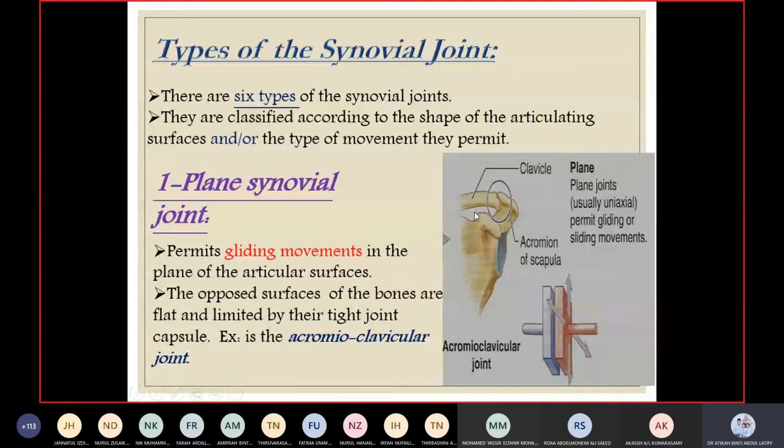So this is, for example, at the acromioclavicular joint. So the acromioclavicular joint is at the scapula. So this is your scapula, and this is your acromion process of the scapula. So between that and the clavicle is a plain synovial joint where only gliding or sliding movement is allowed.